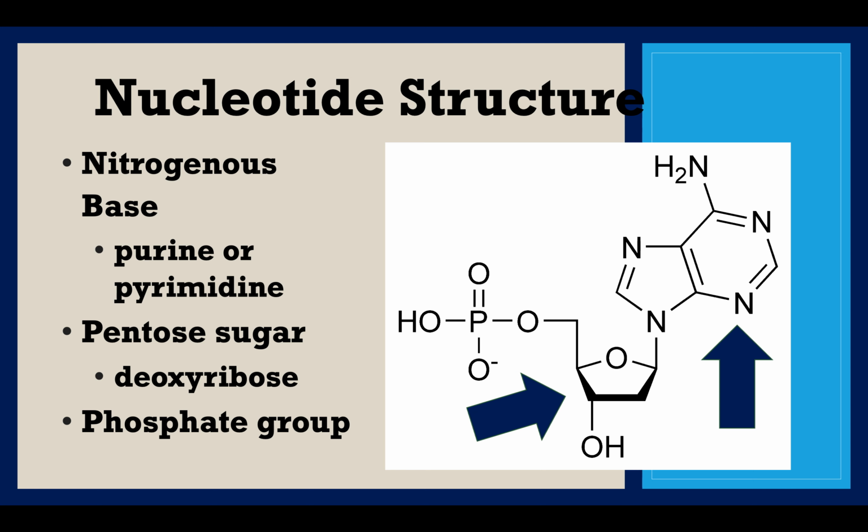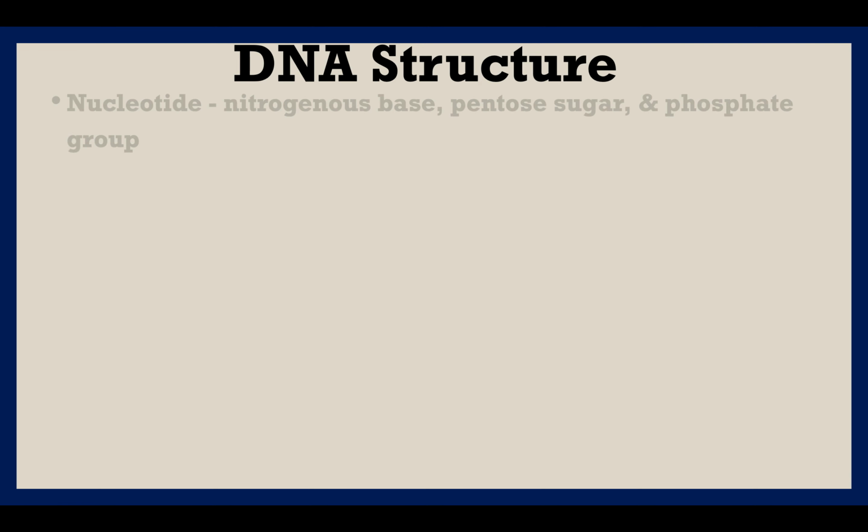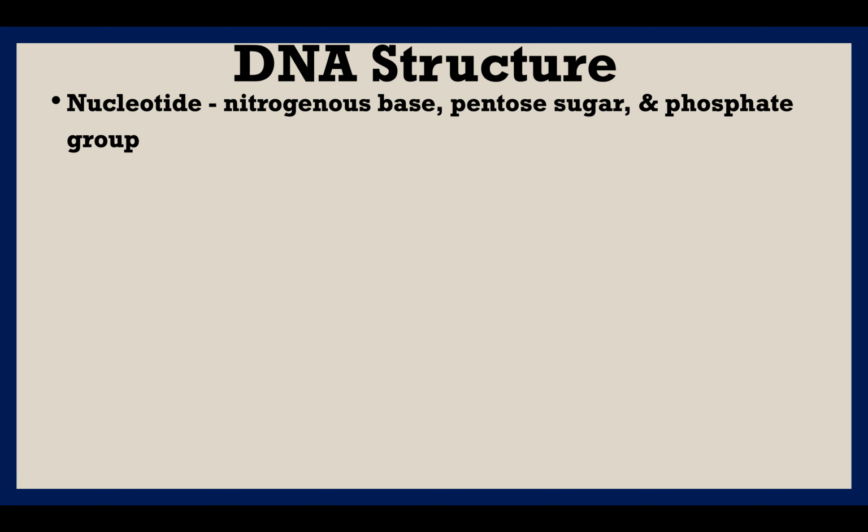And then a nucleotide monomer is two of these together, where it is the nitrogenous base that binds to another nitrogenous base. Nucleotide: nitrogenous base, pentose sugar, and phosphate group. These three combined is what make a nucleotide.